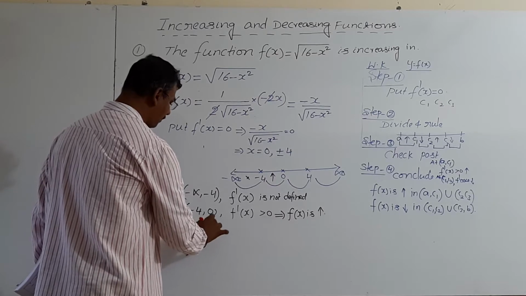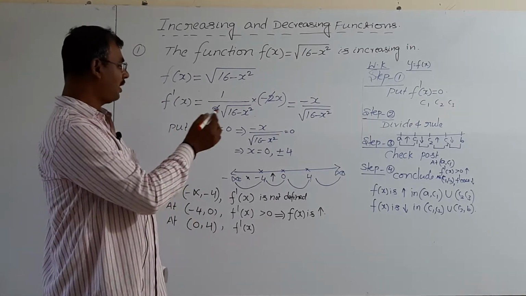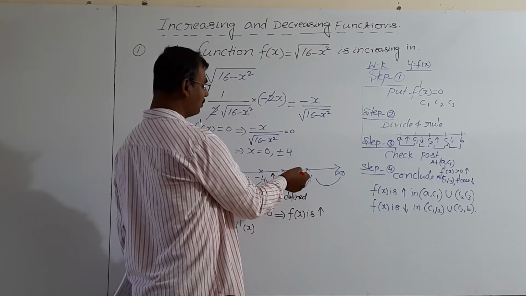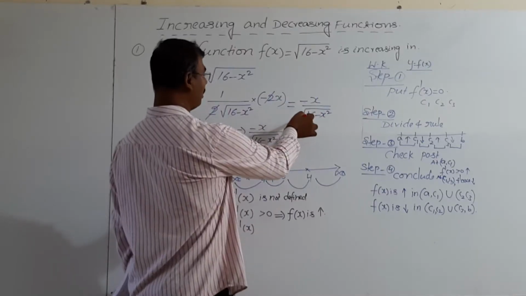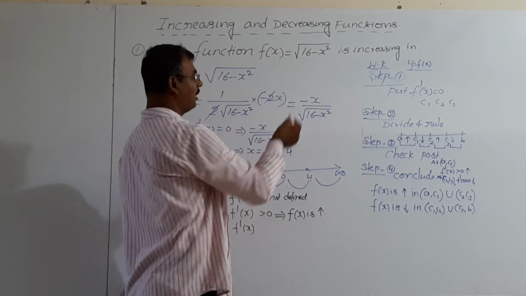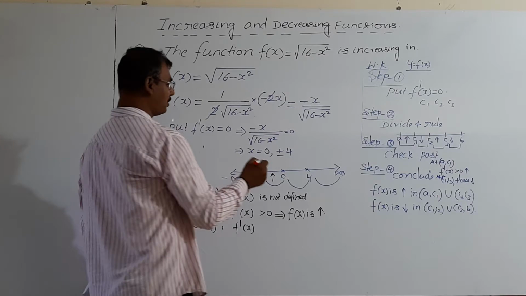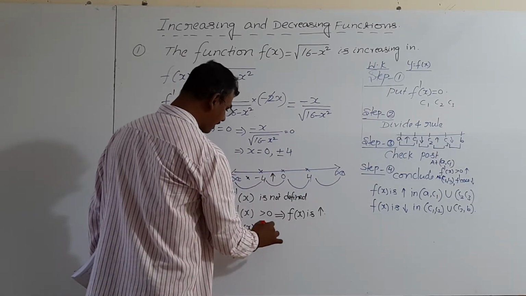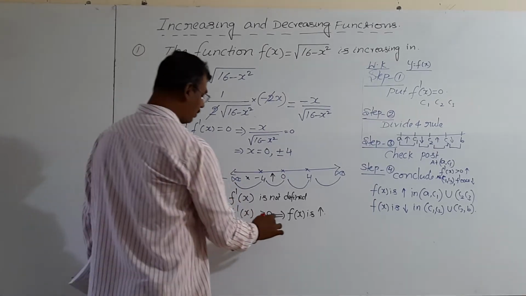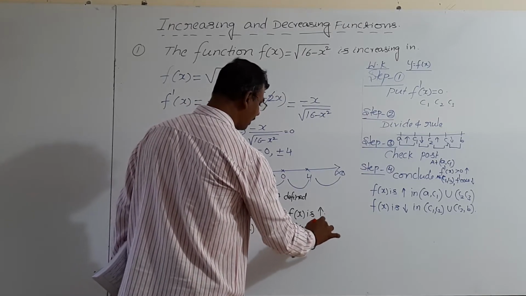For the interval 0 comma 4, find f dash of x. Take any number between 0 and 4, such as 1, 2, 3. Take one: minus 1 divided by the square root of 16 minus 1. Is it a positive or negative number? It is a negative number, so less than 0. If it is less than 0, f of x is a decreasing function.